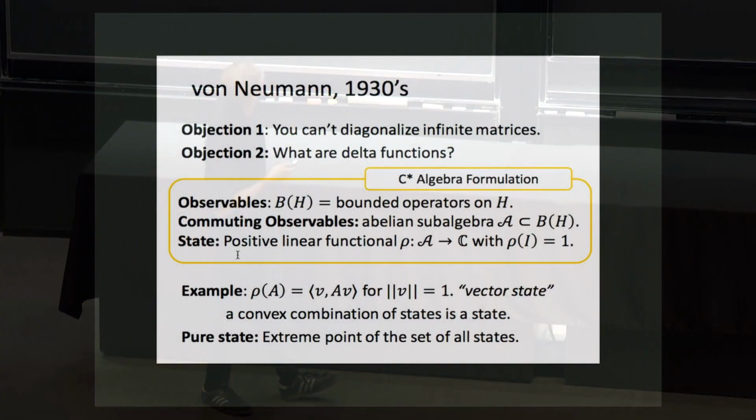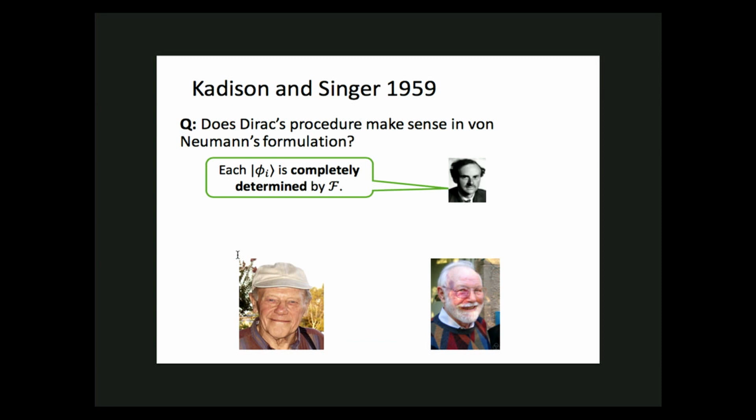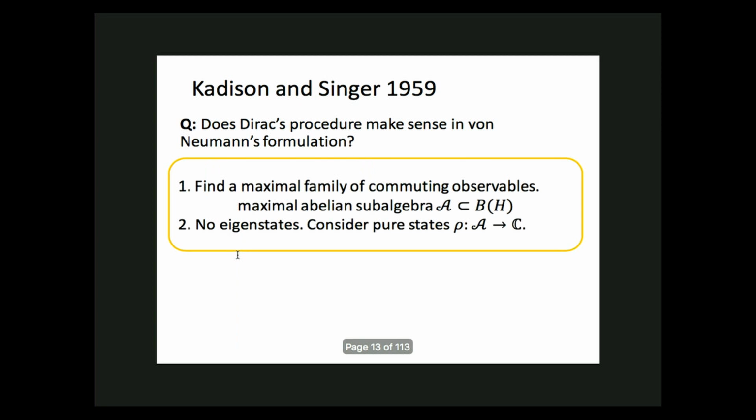Kadison and Singer were looking at this in the 50s, and they wanted to see if there's some way to make sense of what Dirac said about a complete set of commuting observables in this operator algebra formulation. So what does that even mean? First, find a maximal set of commuting operators. That's just a maximal abelian subalgebra A of B(H). Now you don't have these eigenvectors, and so the appropriate thing to consider is pure states on this abelian subalgebra.